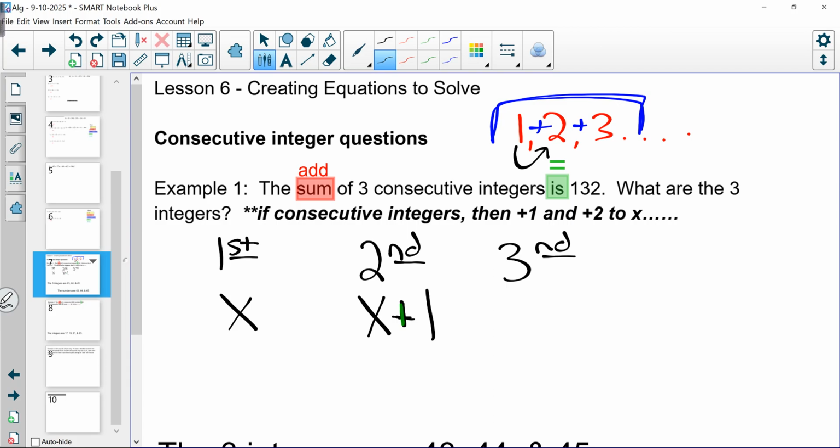Does anybody have an idea how I can represent my third number? Yeah, how did you know to add 2? Because we'd have 1, and we've got to get it to what? 3. So 1 plus what gets us 3? 2.